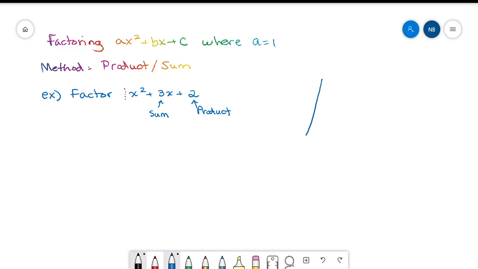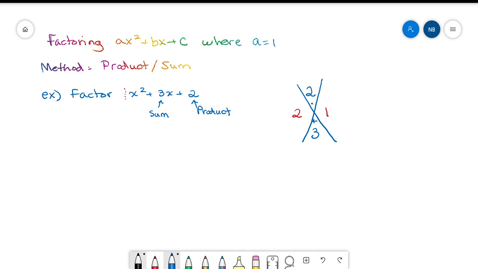So a handy little device is to make this big X and put the constant term 2 at the top and put the middle term 3 at the bottom, and I'll put a times sign here to remind us that 2 is the product and a plus sign here to remind us that 3 is the sum. So the only factors of 2 are 2 and 1. Because 2 is prime. And because 2 plus 1 is equal to 3, we found the two numbers we need.